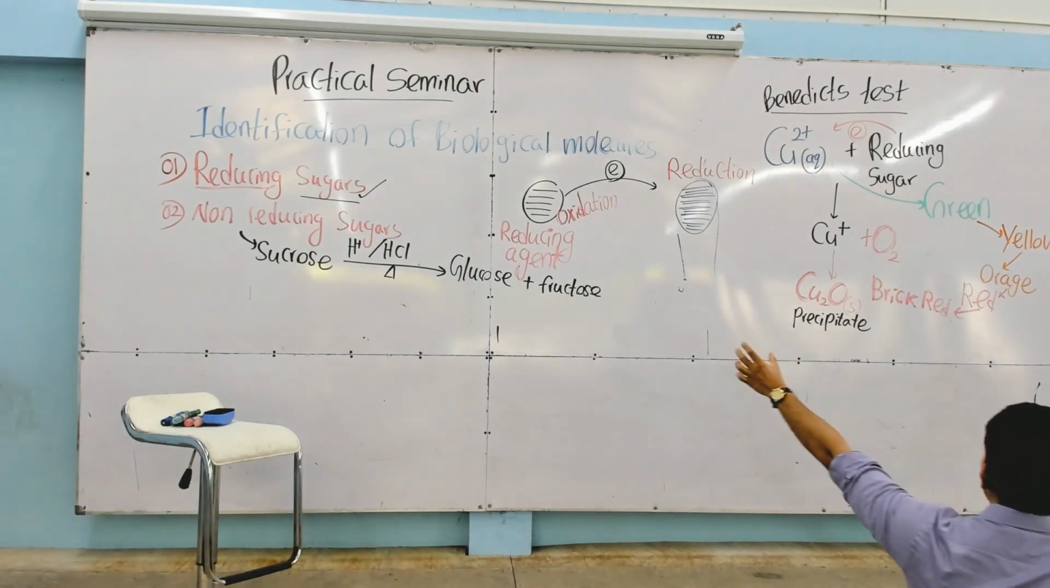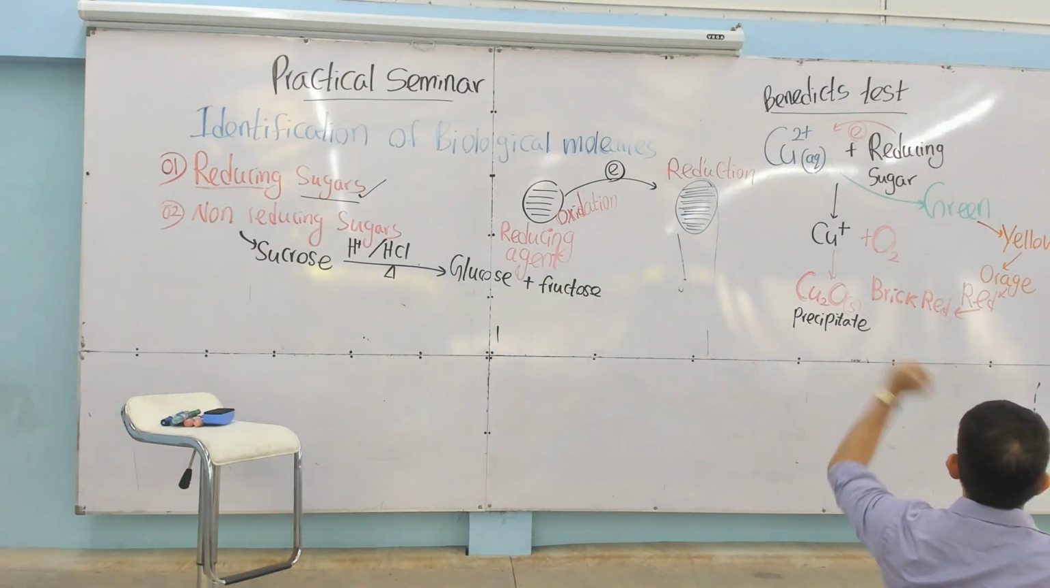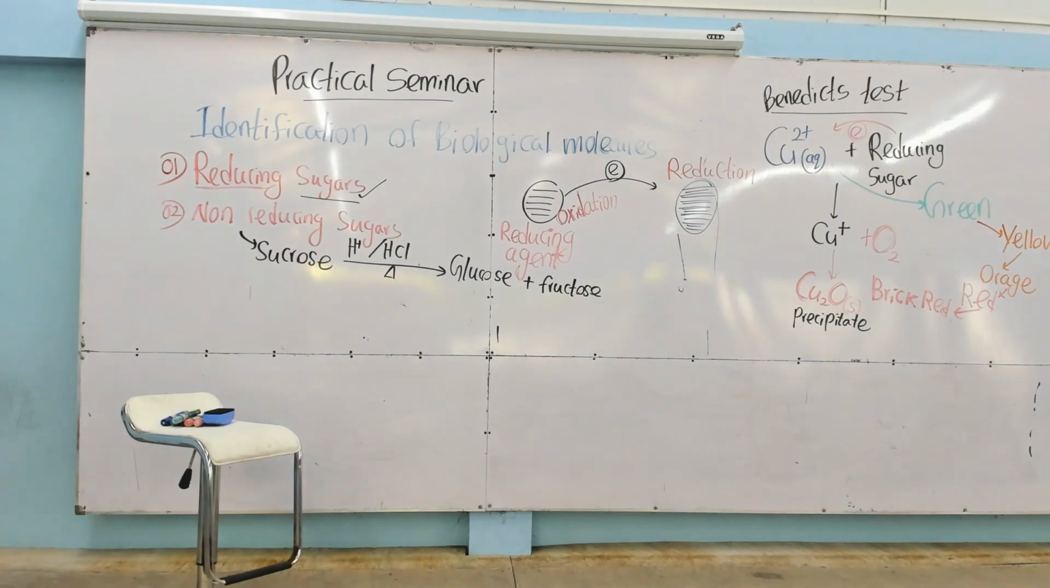If you like, you can write down that the reducing agent undergoes oxidation, it gives an electron, and the other species undergoes reduction. Draw a small diagram like this. The reducing agent gives an electron. Only that one. Benedict's test, got it?